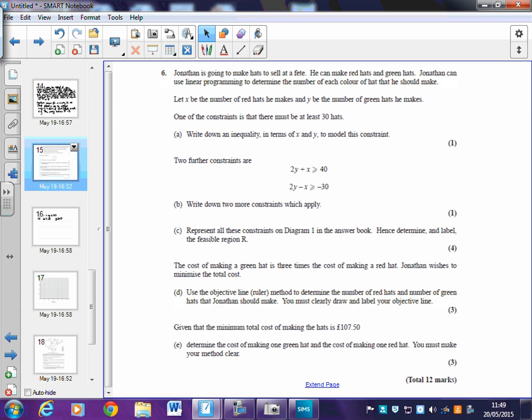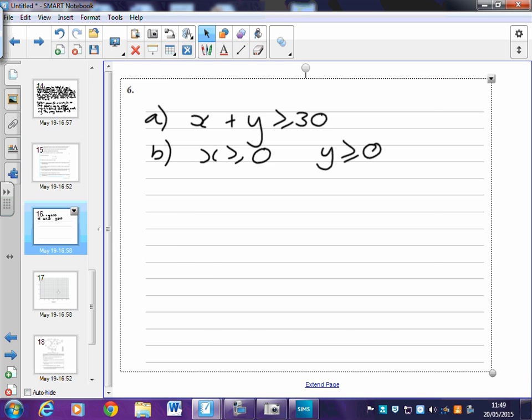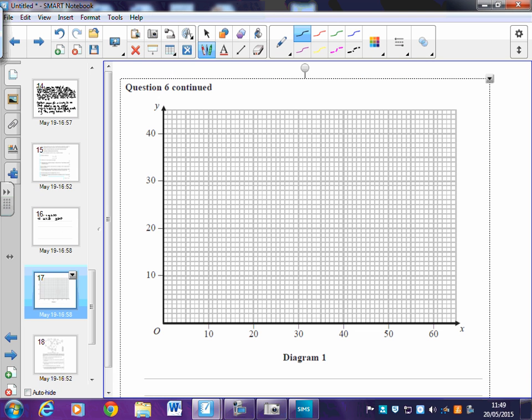We're now going to represent all of these constraints on diagram 1 in the answer book, and hence determine and label the feasible region. So I'll start with the ones that they've given us. I've got 2y plus x bigger than or equal to 40, so the line that I'm trying to plot is 2y plus x equals 40. For most of them, the easiest way is to say, if x was 0, what would y be? If y was 0, what would x be? Then once you've got your 2 points, join them up.